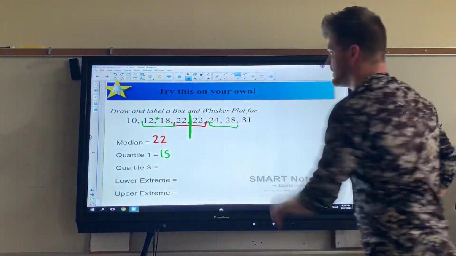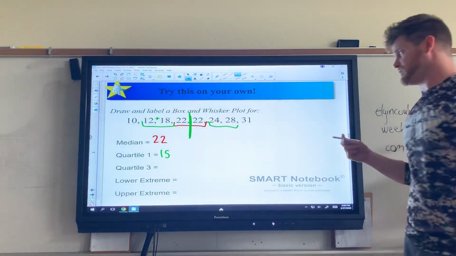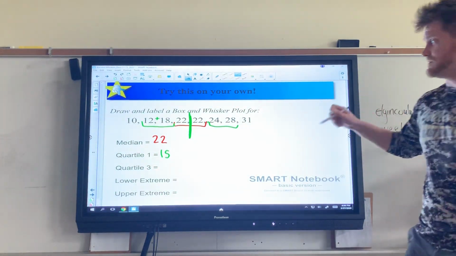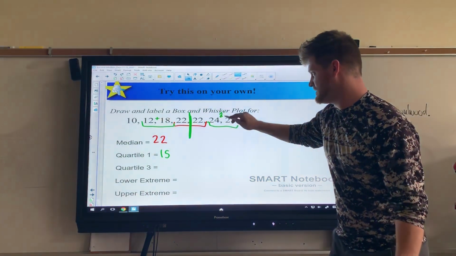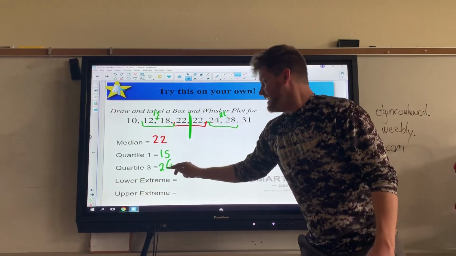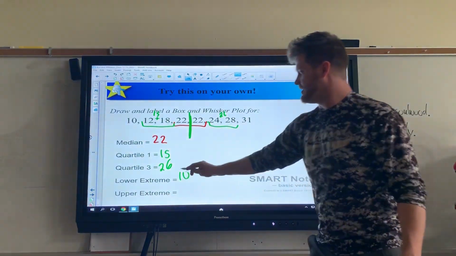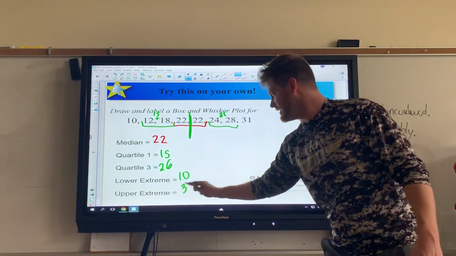Over here, the two middle numbers are 24 and 28. 24 plus 28 is 52. 52 divided by 2 is 26. Makes sense because 26 is right in the middle of both 24 and 28. And then lower and upper extreme, minimum, maximum, that's the easiest part. We've got 10, the smallest number, and 31, the biggest number.